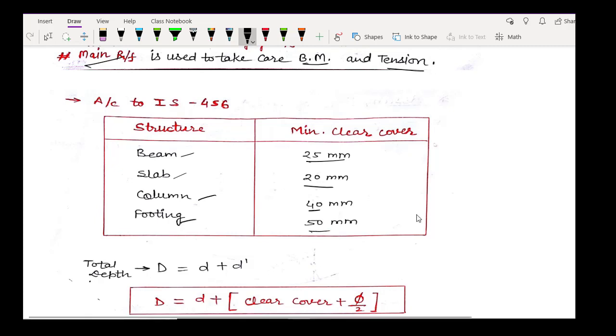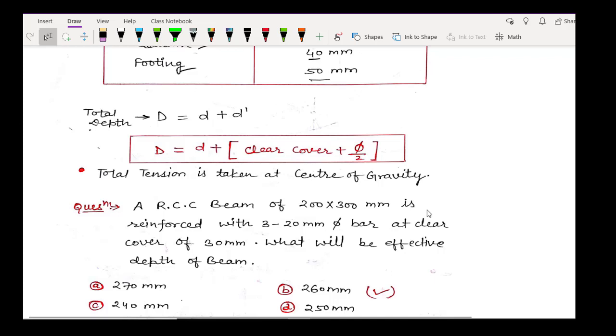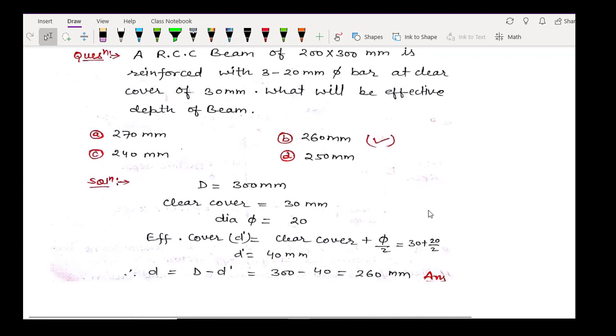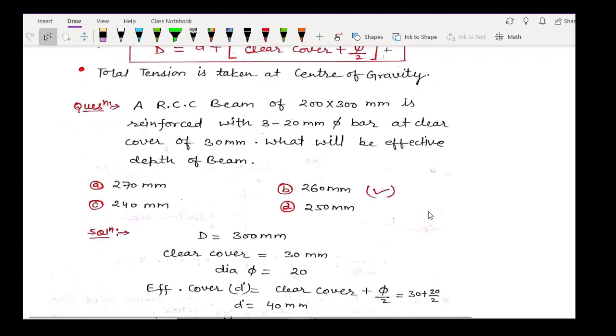Okay, so the total depth, as I've also mentioned earlier in the formula, is D equal to d plus d dash, where capital D is equal to small d, that is effective depth, plus clear cover plus φ by 2. Here φ by 2 is for the main steel, and if we are providing stirrups, the diameter of the stirrup will also be added here. The total tension is taken at the CG or center of gravity of the steel.